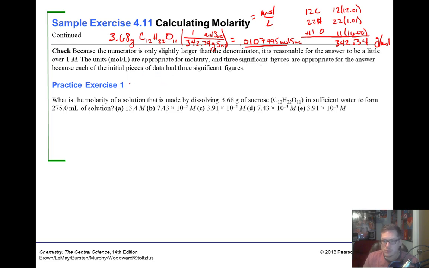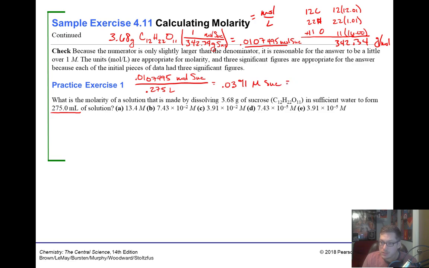So remember, concentration is moles per liter, so we're going to take our moles, which is 0.0107495 moles of sucrose, and we're going to divide that by the volume of our solution in liters. They told us it's 275 milliliters, but to get to liters, remember, we divide by 1,000, so it'd be 0.275 liters. All right, so we divide that by 0.275, and now we're going to worry about our sig figs, so we round to 3 sig figs, so it'd be 0.0391 molar sucrose.